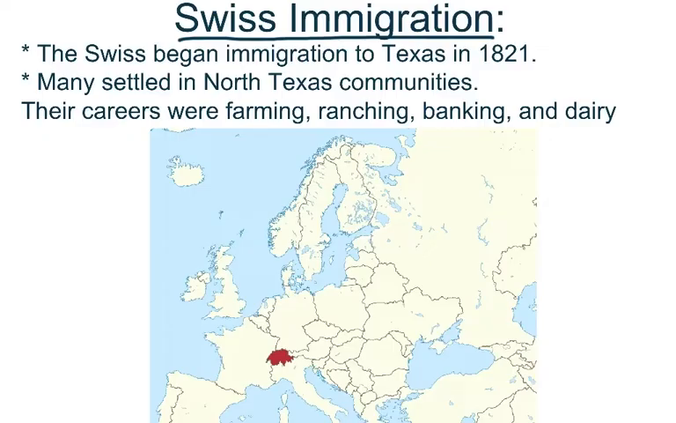Many of the careers that they had were farming, ranching, banking, and dairy, and those same skills that they had in Europe, they brought them and implemented them to Texas.